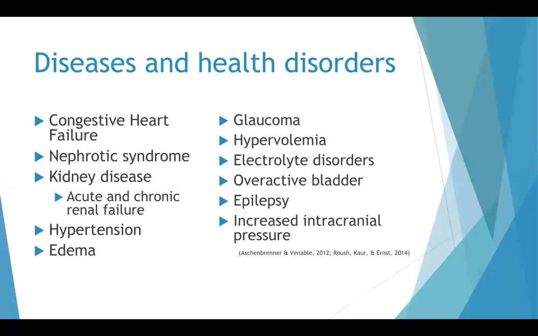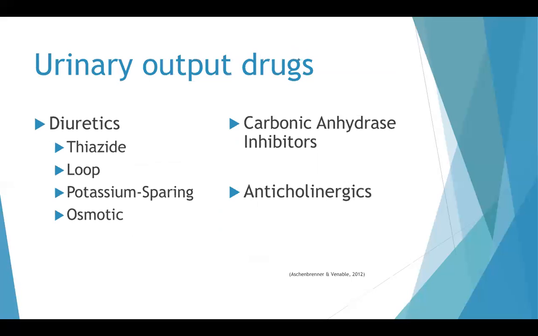So what do we do about these things? We use some urinary output drugs. Most urinary output drugs, I guess, are diuretics. So we have thiazide diuretics, loop diuretics, potassium-sparing diuretics, osmotic diuretics. We're going to break those down and talk about each class. And then we have carbonic anhydrase inhibitors and anticholinergics.